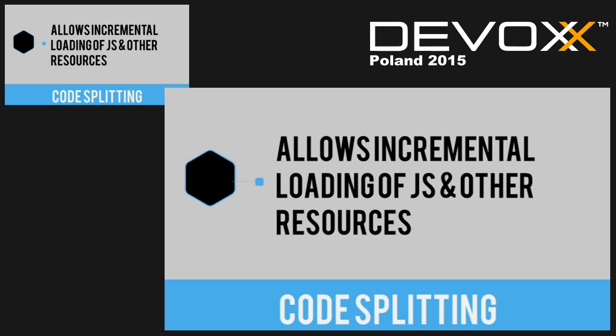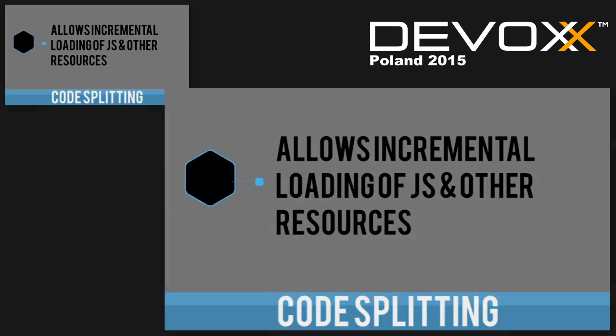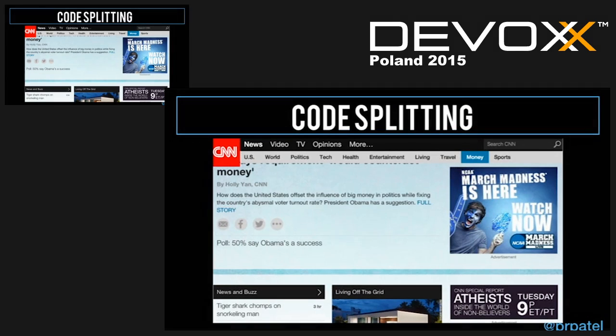Okay, it also allows you to do incremental loading of other resources. The way it does this is it takes your large project and you tell it, okay, create a bundle from this, create a bundle from these resources, create a bundle from these, and then in your HTML you load those three bundles in the appropriate order. You can have more than three, I'm just giving you an example of three.